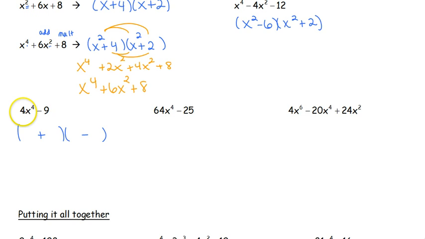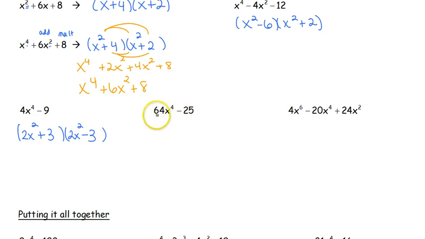The square root of 4x to the fourth would be 2x squared as our first pieces, the square root of 9 is 3 and 3. Now we double check. We've got 2x squared plus 3, 2x squared minus 3. We can't factor those any further, so we're done. We look at our next one.